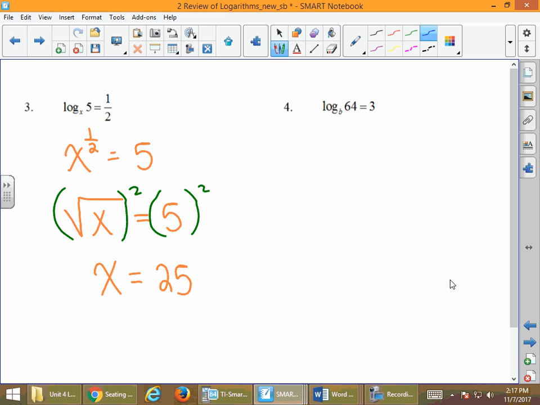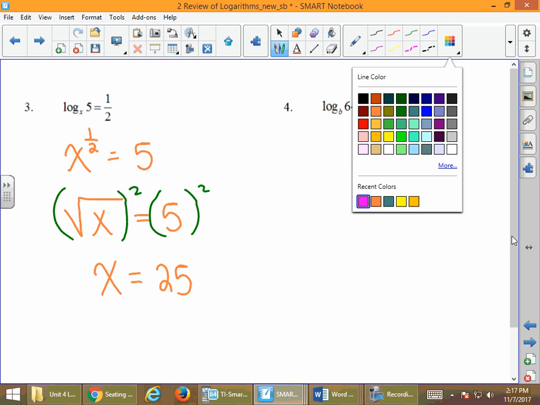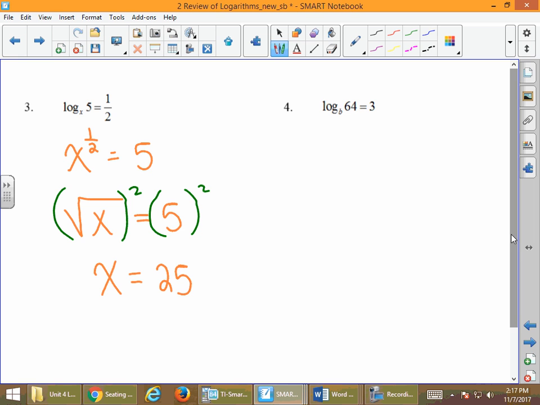Number 4. Rewrite this with an exponential. b to the 3 equals 64. So what we're asking ourselves to do on this problem is, what times itself 3 times equals 64?